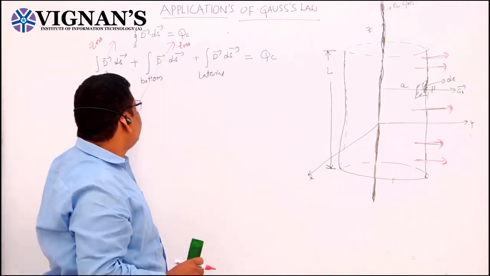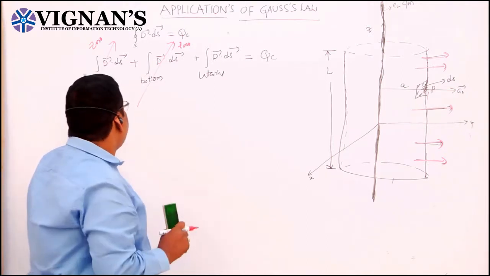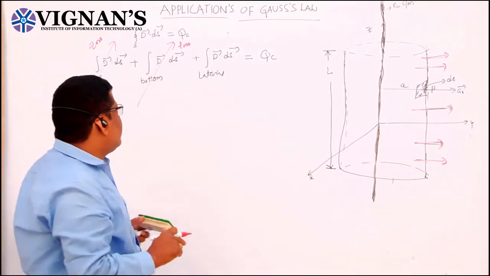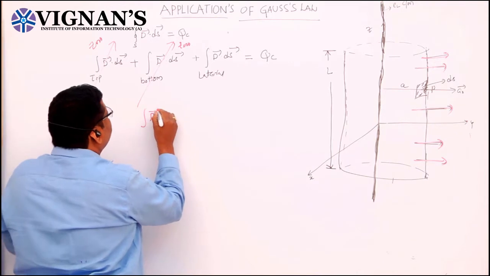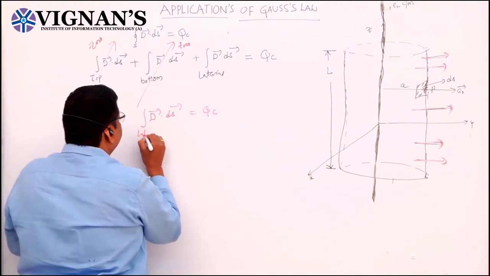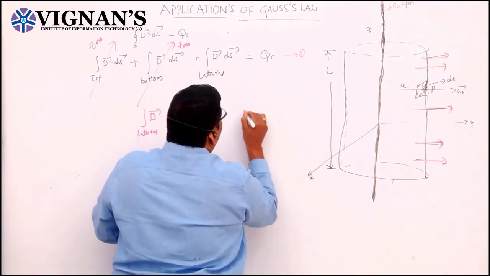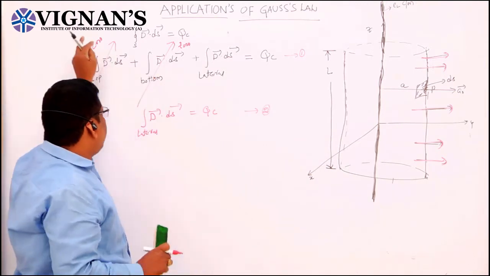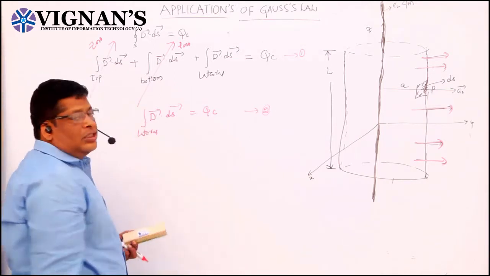This single integration is representing how much flux is coming from the particular surface. The flux coming from these two surfaces becomes 0. The only one integration that remains is the lateral integration, that is the surface integral of D bar dot dS bar equal to Qc. This is lateral. If you take equation 1, now 1 becomes 2 because these two integration values become 0. Now we are going to find out this integration.